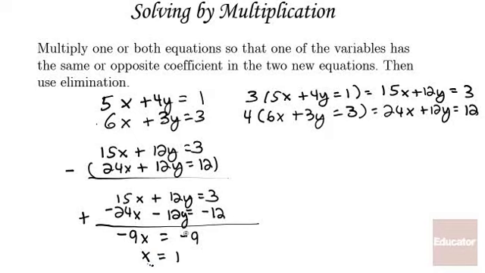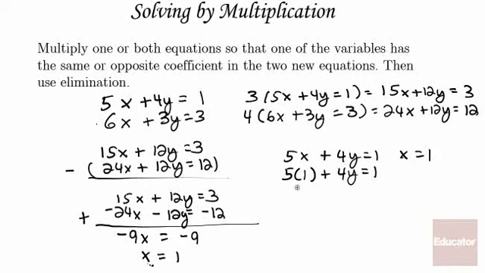From here, I substitute back. I'll choose this top equation. 5x plus 4y equals 1. And I know that x equals 1. This is 5 times 1 plus 4y equals 1. So that's 5 plus 4y equals 1. Or 4y equals negative 4. So y equals negative 1. So x equals 1, y equals negative 1.